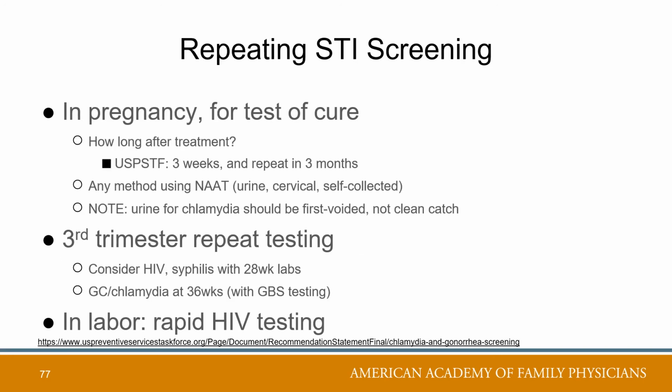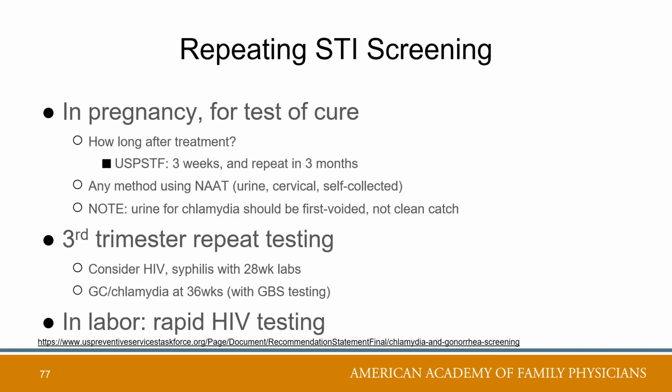So basically, you want to repeat STI screening in pregnancy for test of cure. The USPSTF guidelines are essentially to repeat the testing after 3 weeks and then repeat again in 3 months. You can use any kind of specimen: urine, cervical, or self-collected. The urine for chlamydia should be first voided, not clean catch. The third trimester repeat screening is of consideration as well.